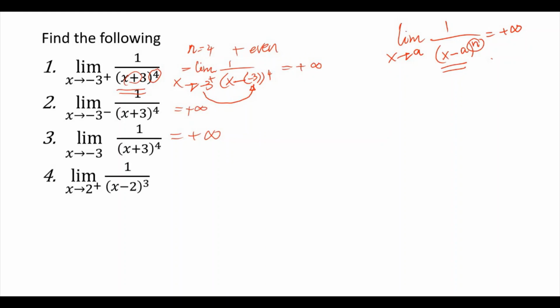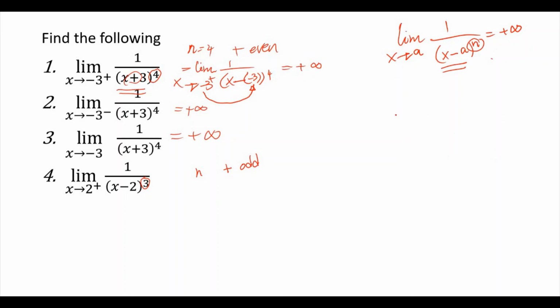Now let's look at this example. Notice how the difference here is in n. N in this case is positive, but it is odd. So in this case, we have to test the one-sided limits, and if both of these behaviors agree, then we can say that the two-sided limit will give us the same behavior of the function. So n is equal to 3 and it's odd. So we're going to follow the second theorem.